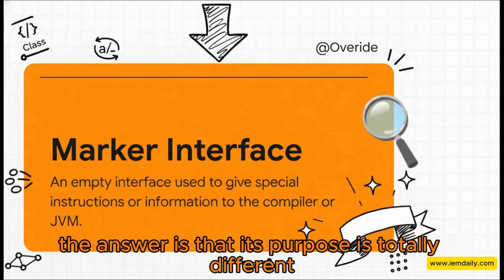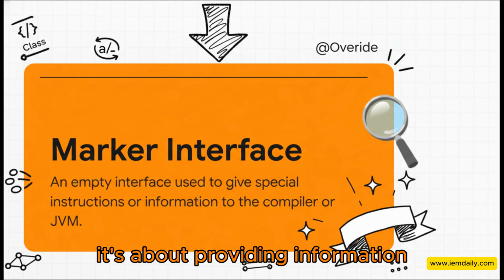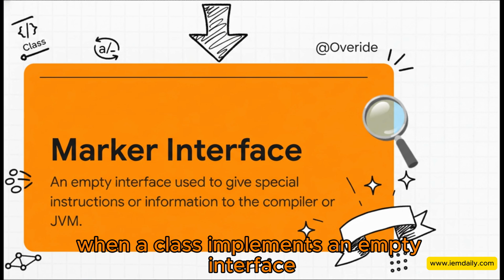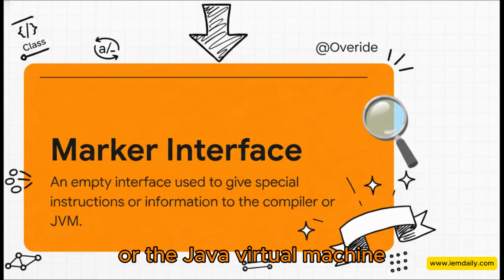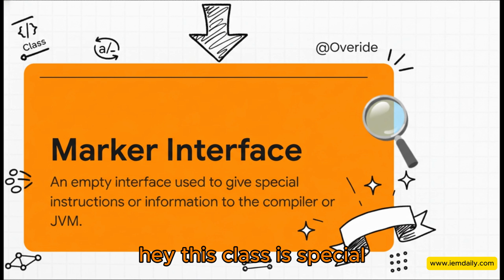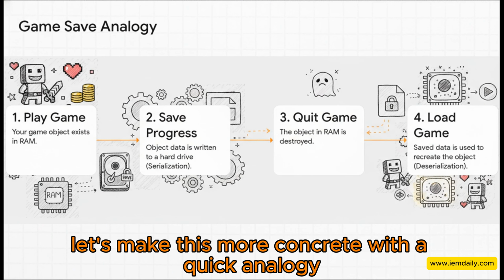Well, the answer is that its purpose is totally different. It's not about defining methods, it's about providing information. When a class implements an empty interface, you're essentially putting a little sticky note on it. You're marking it to tell the Java compiler or the Java virtual machine, hey, this class is special, treat it differently. Let's make this more concrete with a quick analogy.